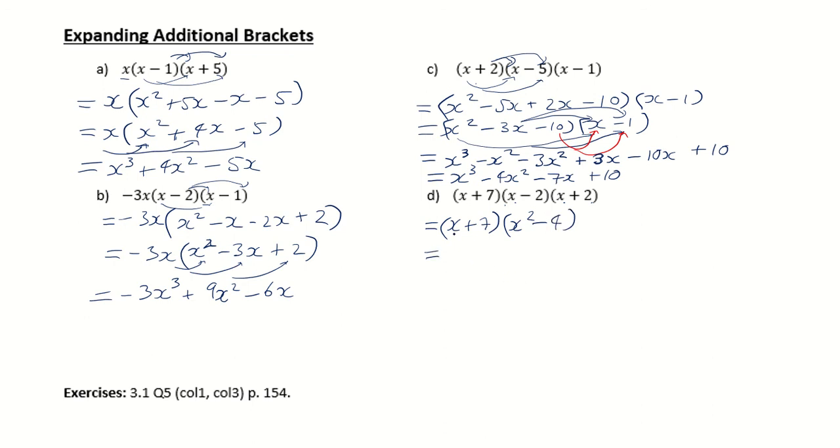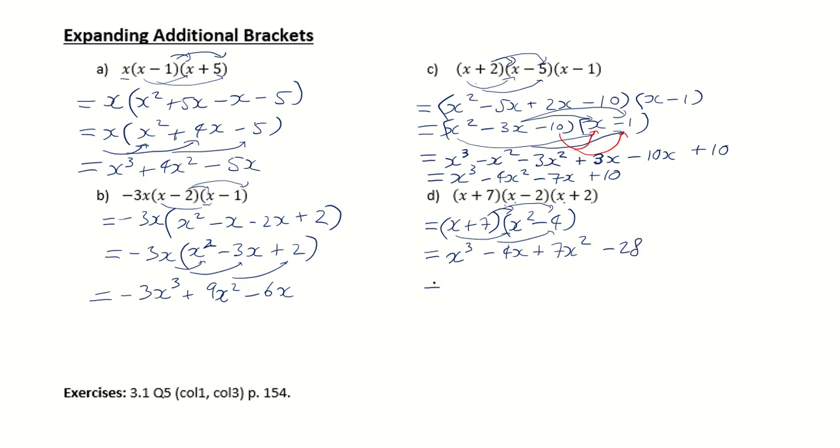And now I've basically just got FOIL. x times x squared is x to the power of 3. x times minus 4 is minus 4x. 7 times x squared is 7x squared. 7 times minus 4 is negative 28.